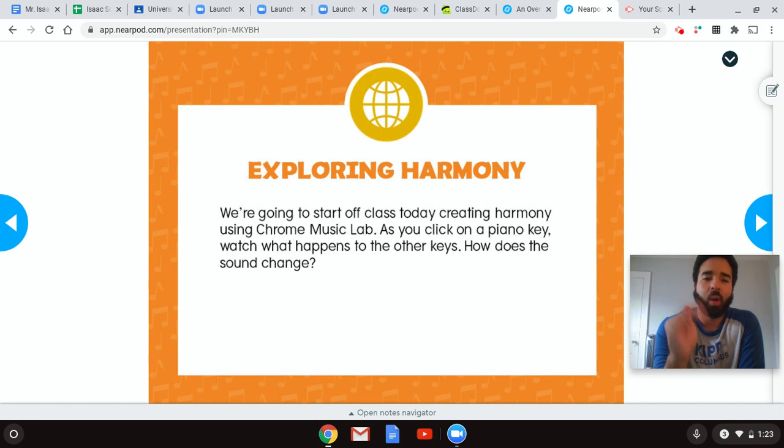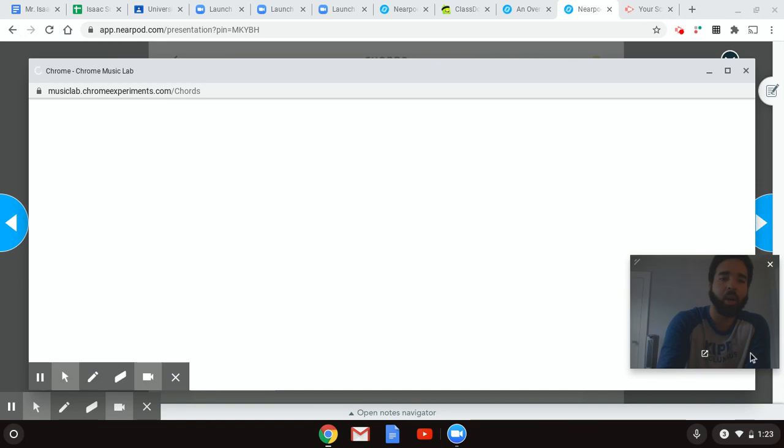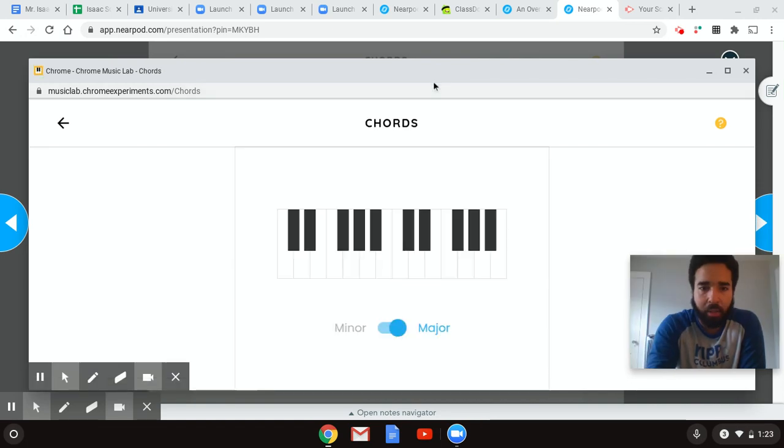As you click on a piano key, watch what happens to the other keys. How does the sound change? As you're clicking on this, go ahead and just explore yourself around. You can watch me and listen, or you can do it on your own, but you have to pause me probably. I'm going to go work in this. I'm just going to press some buttons and see what happens. As you see, when I press one button, 2 other buttons light up. Watch.